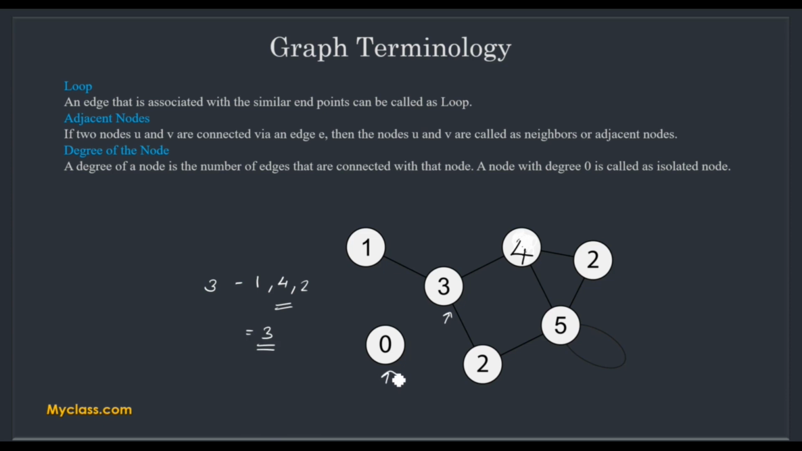Well, let's consider 0. Are there any adjacent vertices for 0? No, there is no connection to other vertices. So we can call 0 an isolated node or isolated vertex with 0 degree. So this graph we can't say is a connected graph, because one node is not connected to other nodes.